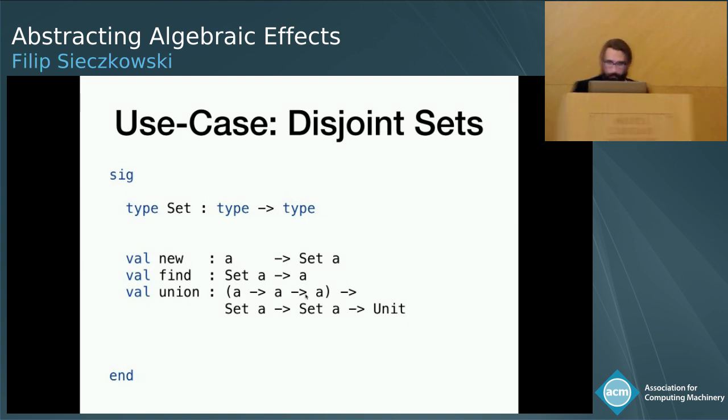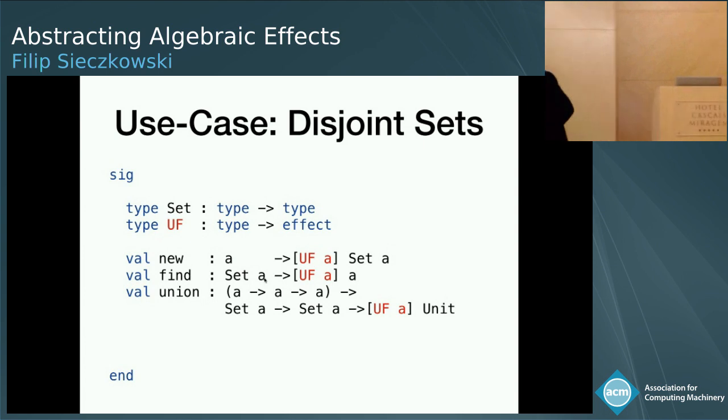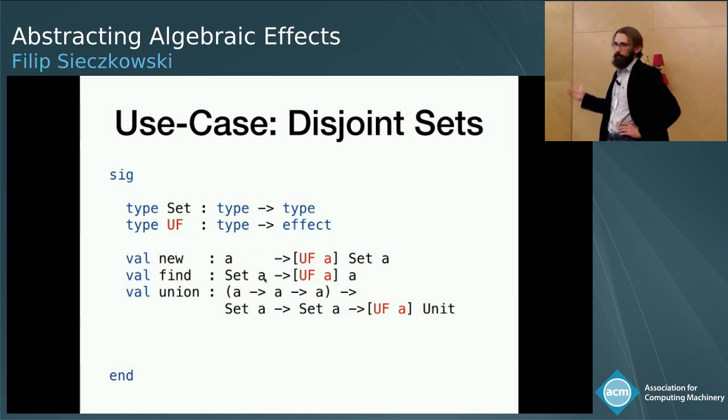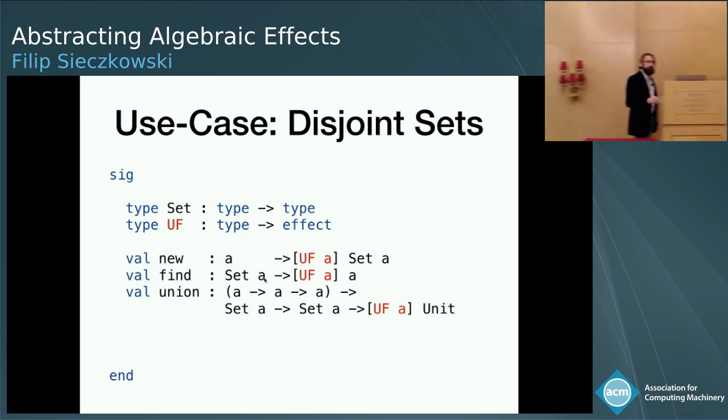So what can we do? Well, we can introduce an abstract effect to this signature, or an abstract effect constructor, all right? And now these operations look much more in line with the algebraic effect way of thinking. So both new, find, and union now have an abstract union find effect. And we're not saying how this effect is defined, right? It's abstract, its implementation is unknown. But what we can see here is that there is some effect like that.